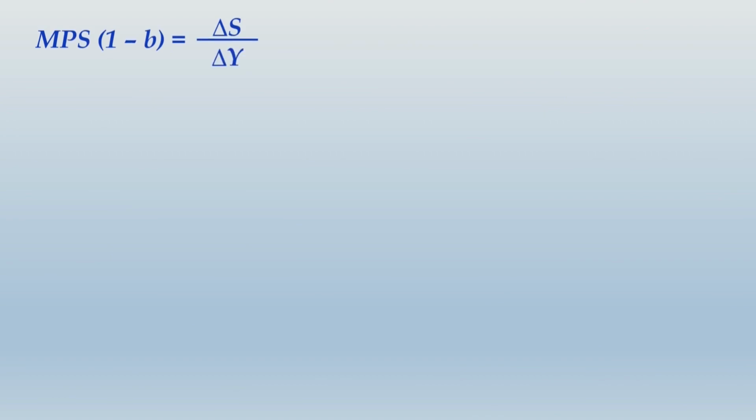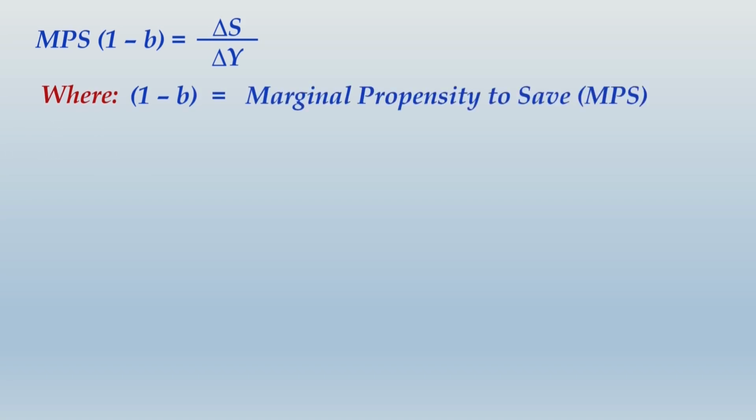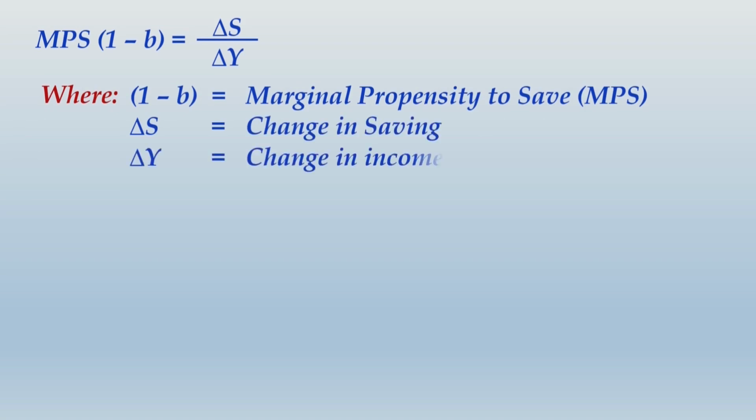MPS, that is marginal propensity to save, which is denoted as 1 minus B, equals to delta S by delta Y, where 1 minus B indicates the marginal propensity to save, delta S is change in savings, and delta Y is the change in income. Write a note below that.